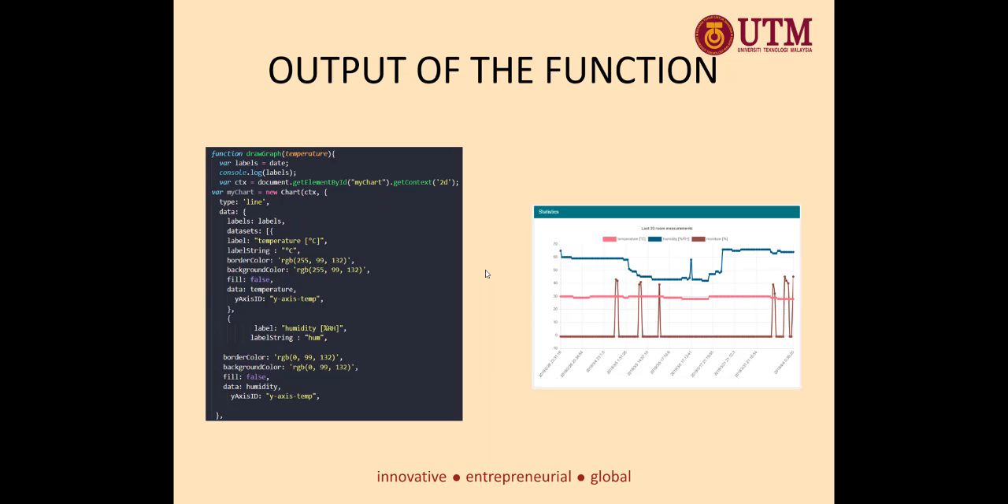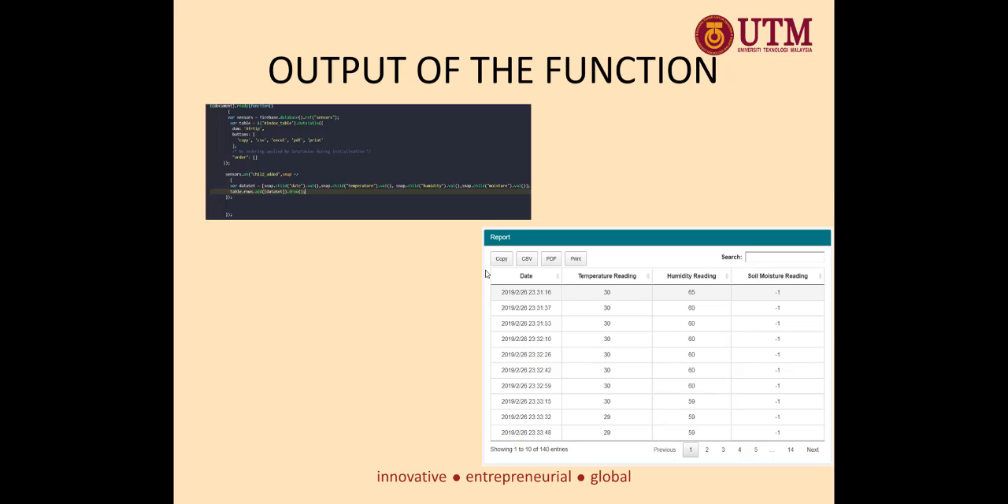Okay. So this is the function to draw the graph. Basically I'm using Chart.js to draw the graph. By getting all the data from the database, it will draw the line graph accordingly. And this is the table of report, where I capture all the data in the database and also display it in a table, so that the user can easily understand the data that has been gathered in the database.